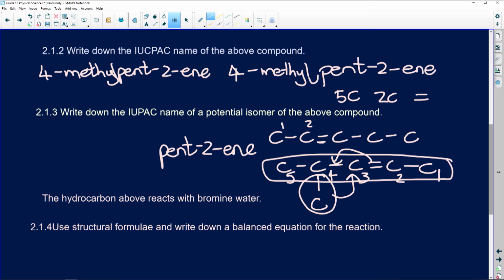Instead of the number 4 carbon, it's now sitting on the number 3 carbon. So now we can call it 3-methylpent-2-ene, and there we go. So that would be a positional isomer. We've changed the position of the methyl group from position 4 to position 3.